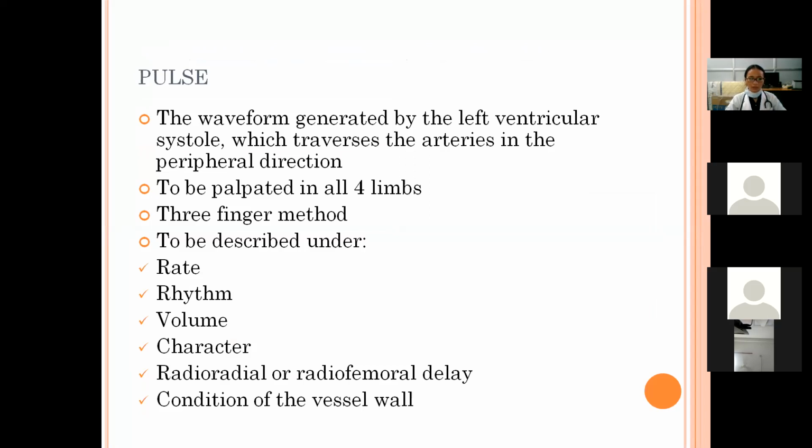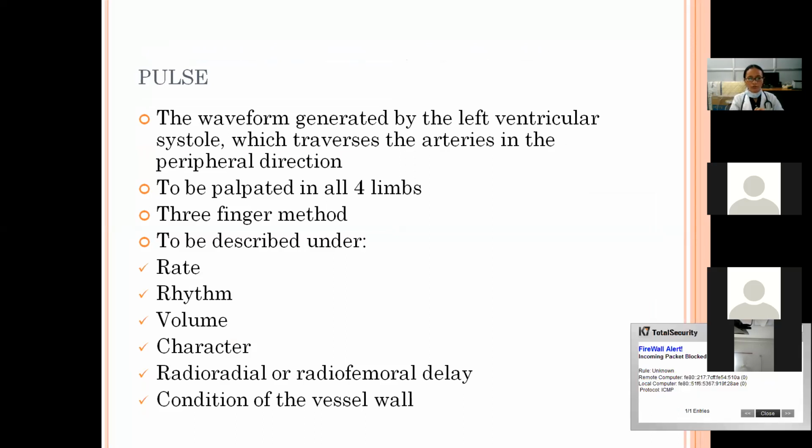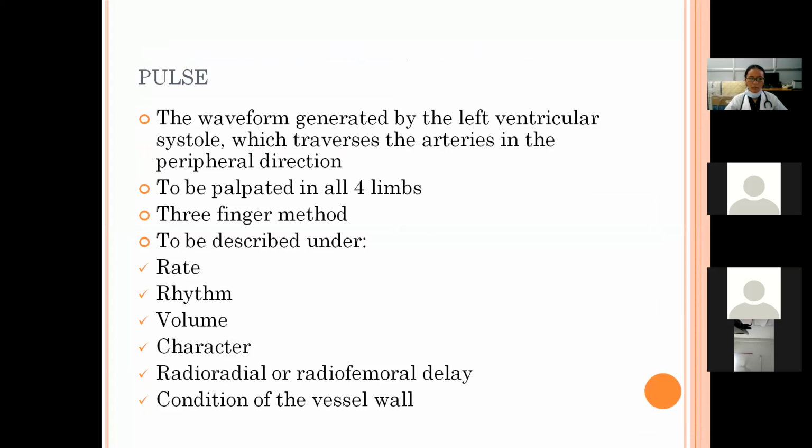About the rhythm, you have to comment on whether the rhythm is normal, that is the normal rhythm of the heart, or if there is an arrhythmia. If there is a bradycardia or a tachycardia, it has to be commented upon in the rate. In the rhythm, you have to comment on whether it is rhythmic or not. If it is regular or irregular, and if it is irregular, how irregular is it? Is it irregularly irregular or regularly irregular?